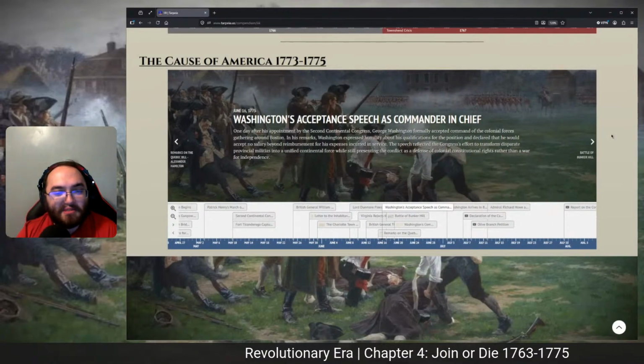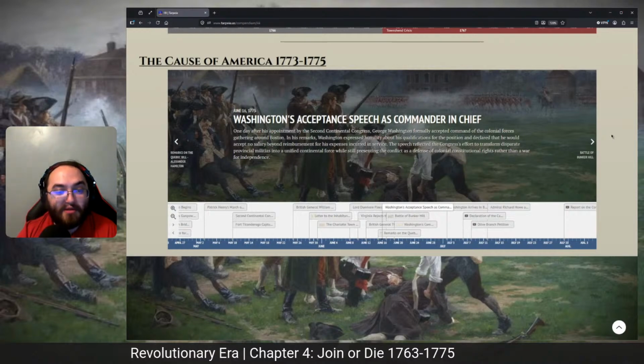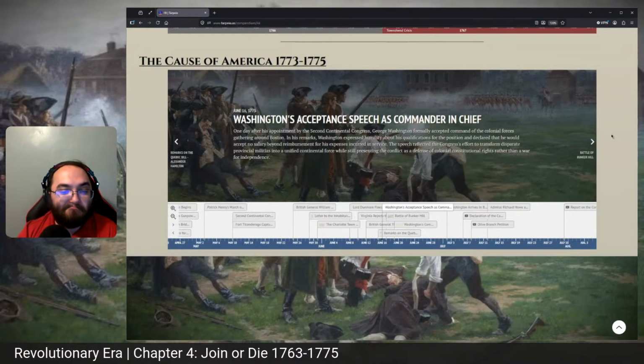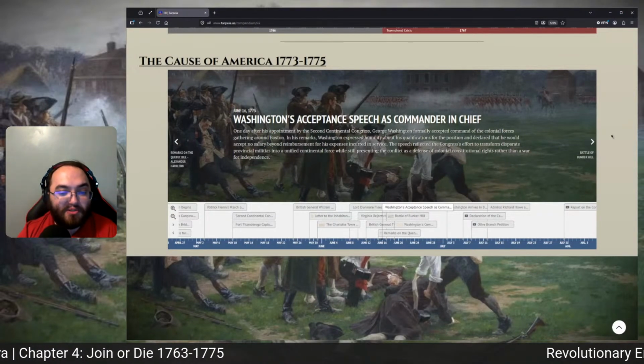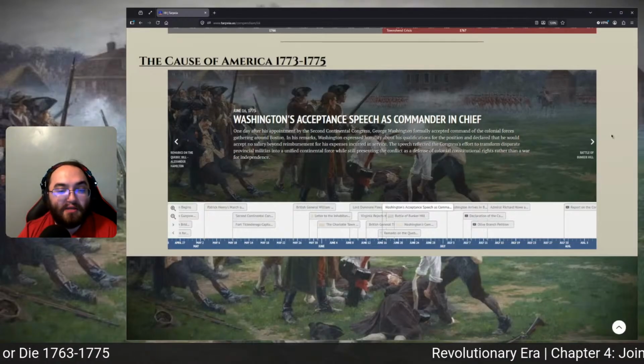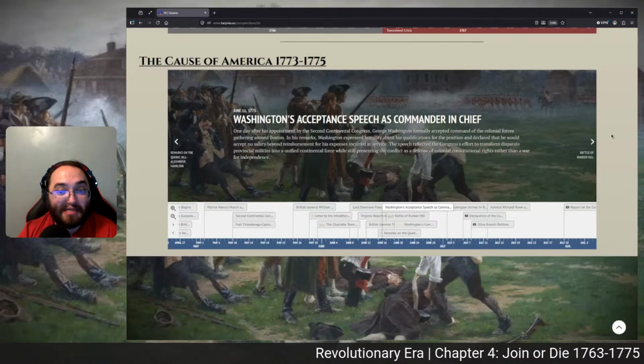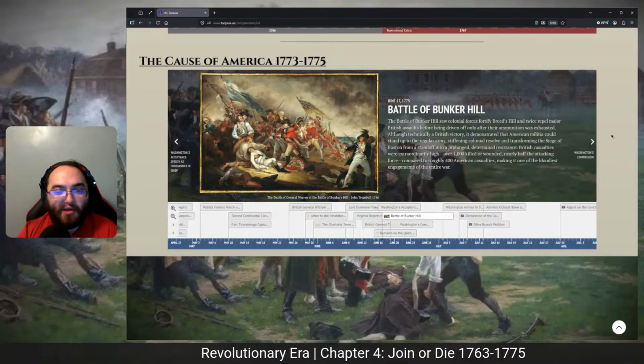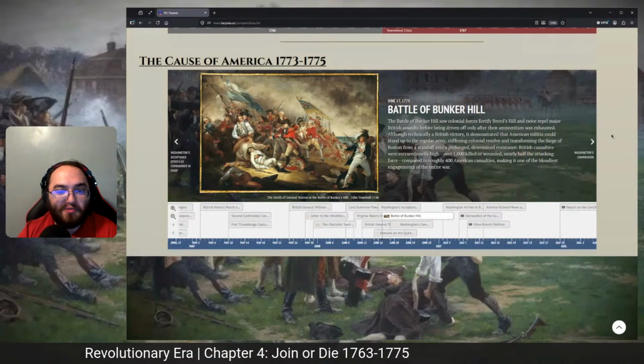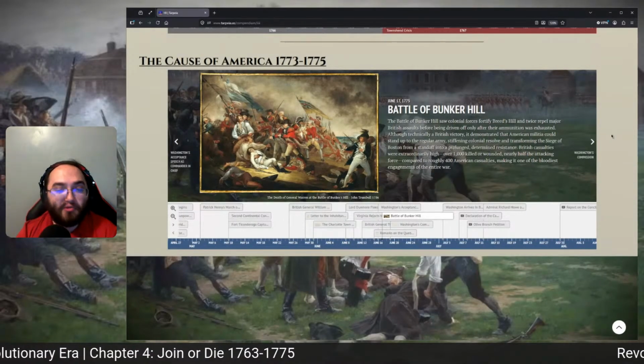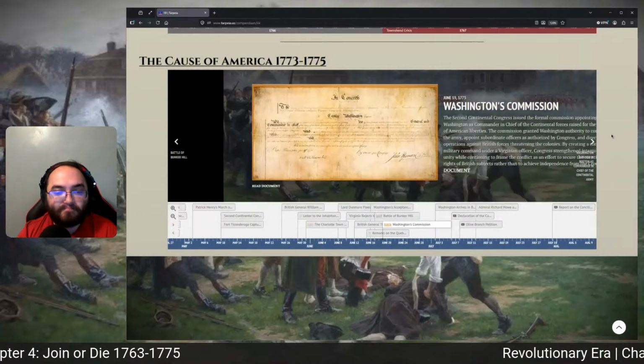Washington's acceptance speech as commander-in-chief. On June 15th, Washington is elected as Commander-in-Chief. On June 16th, he gives his acceptance speech. And then you have the Battle of Bunker Hill, June 14th, 1775. This is during the Siege of Boston.